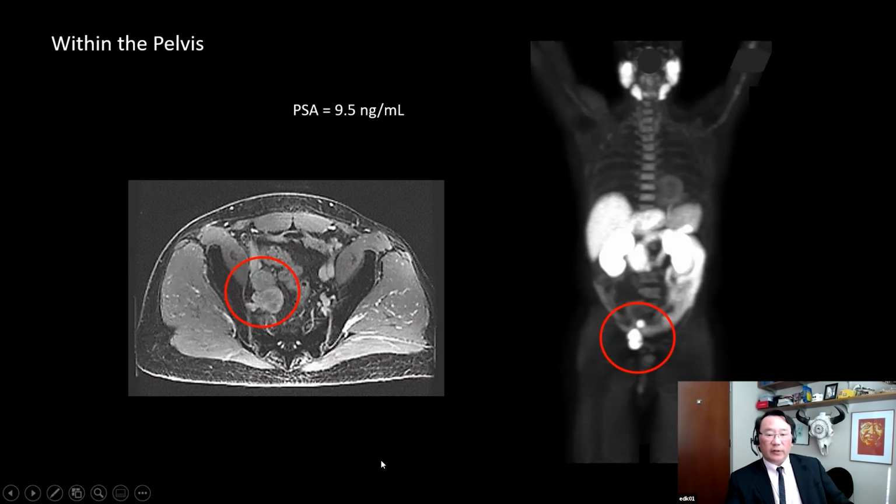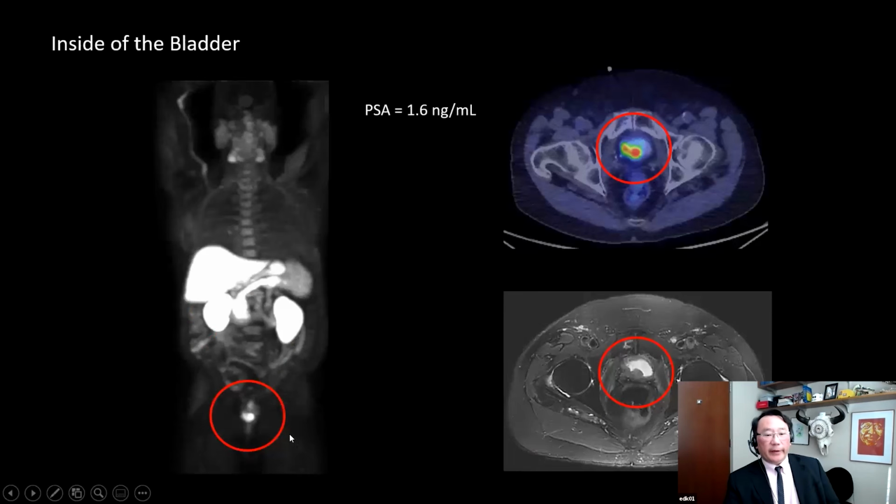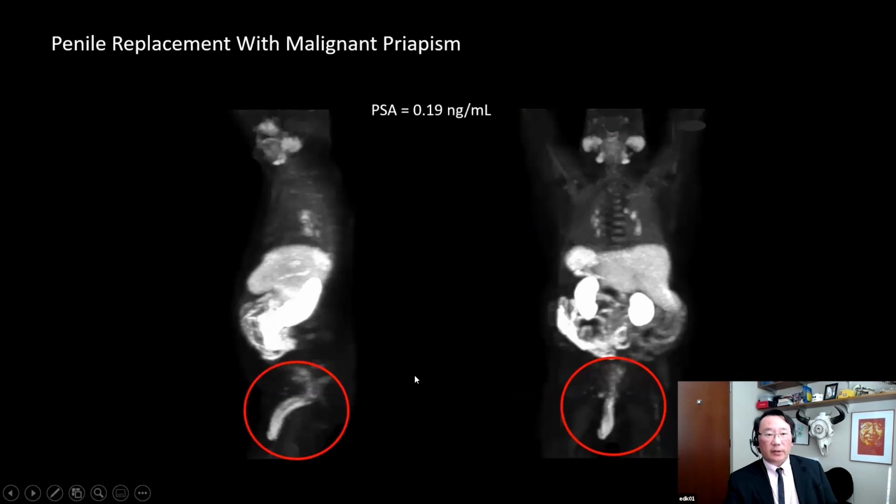These are lymph nodes. Here's a gentleman that has a ton of disease only in the retroperitoneum. That's the space in the back of the tummy. Look at all those lymph nodes filled with cancer, PSA 7.1. Here's a gentleman that has his cancer growing back inside of the bladder. So that's a zonal recurrence, PSA 1.6.